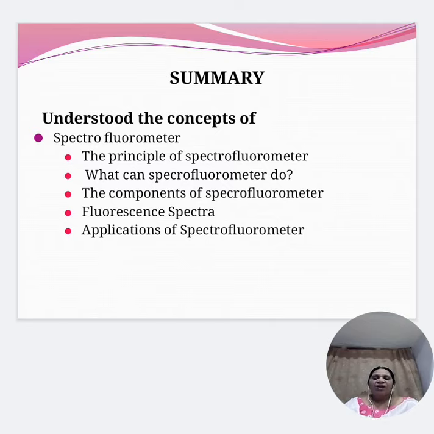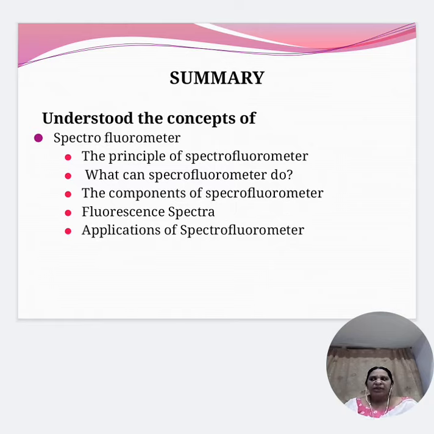Then coming to the components of the spectrofluorometer, we have the light source: a xenon arc lamp from 75 to 450 watts, a high pressure xenon arc lamp, is used as the light source. Then we have the excitation monochromator, where a diffraction grating is used. Then we have the sample holder which holds the sample. It may be made of quartz, optical glass or plastic cell. Then we have the emission monochromator.